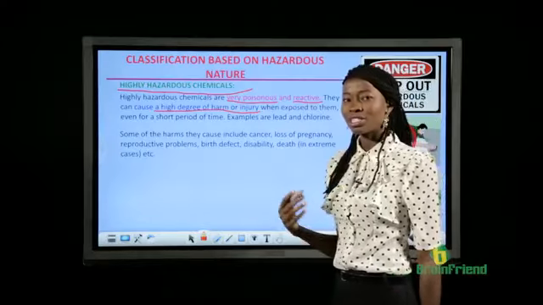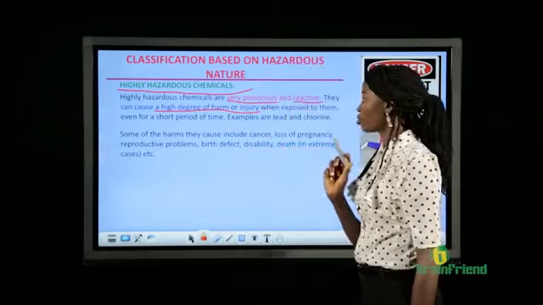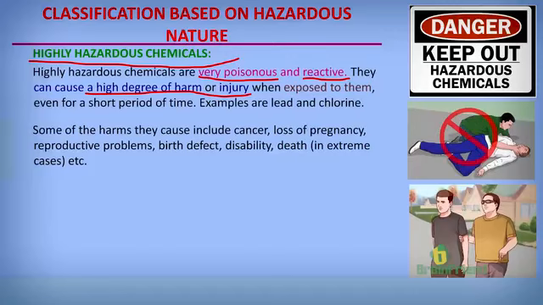As a matter of fact, children are not allowed to go close to highly hazardous chemicals, so you should stay away from them. Highly hazardous chemicals can cause harm when exposed to them, even for a short period of time. They are very reactive. Examples of highly hazardous chemicals are lead and chlorine in their concentrated form. Some of the harms caused by highly hazardous chemicals are cancer. This is a disease. It can be caused by exposure to highly hazardous chemicals.